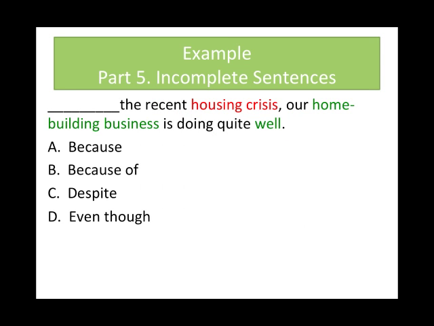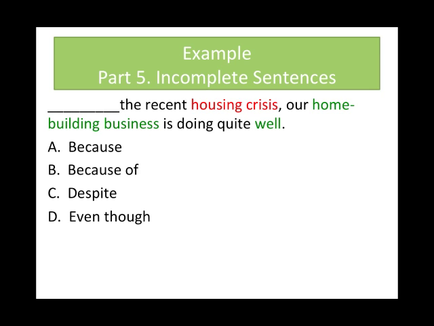Now, let's take a look at one example. This is one example taken from Part 5 in the TOEIC test, incomplete sentences. Let me read this aloud for you. The recent housing crisis, our home building business is doing quite well. And here we have 4 answers. A, because. B, because of. C, despite. And D, even though.